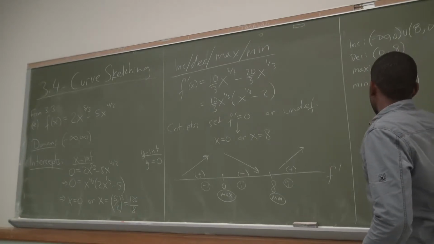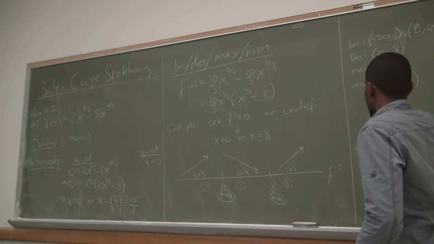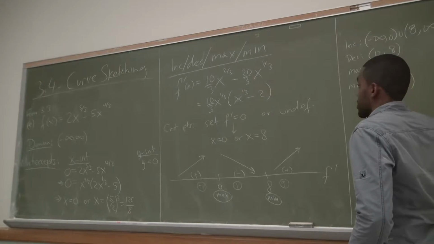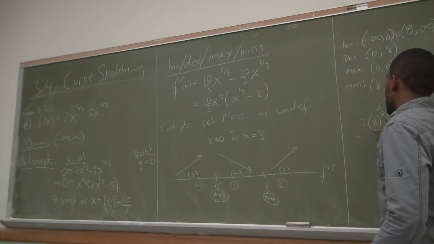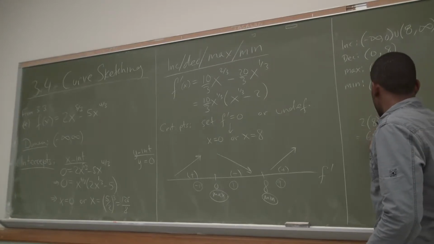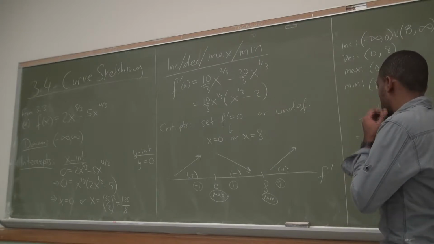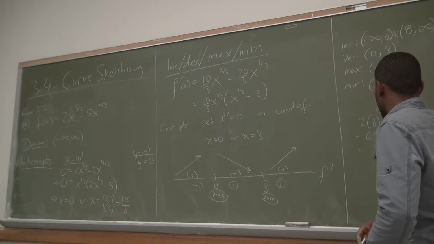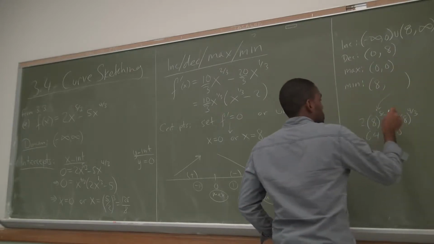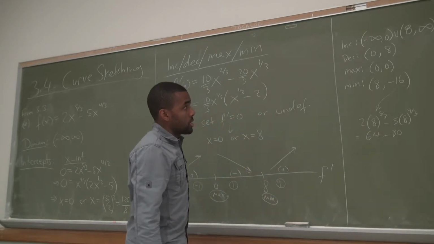You'd have to plug that in, right? So here you have 2 times 8 to the 5/3 minus 5 times 8 to the 4/3. Cube root of 8 is 2, raised to the 5th, you get 32 times 2, 64. 2 to the 4th is 16 times 5, and what's that? Negative 16. Okay, so negative 16.